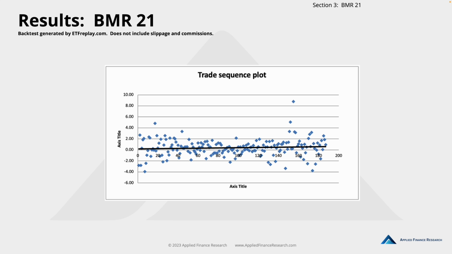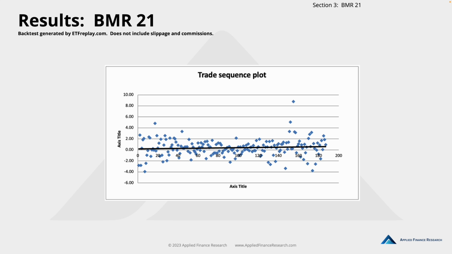Now, if that line was flat, the way I would interpret that as a trader and investor is that we could expect system performance to be stable going forward, relatively similar to what we've seen in the past. And if the regression line had a negative slope, for me as a trader or investor, I would be concerned that future performance would not be as good as past performance.